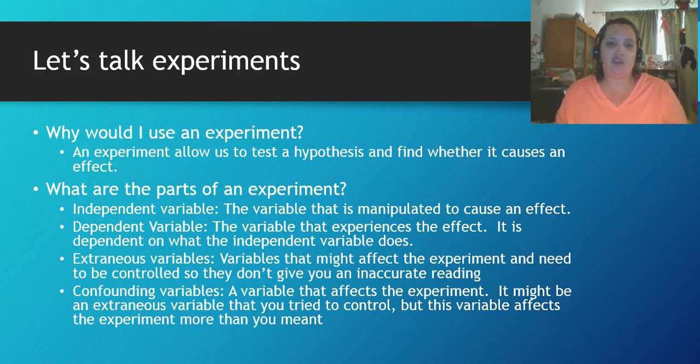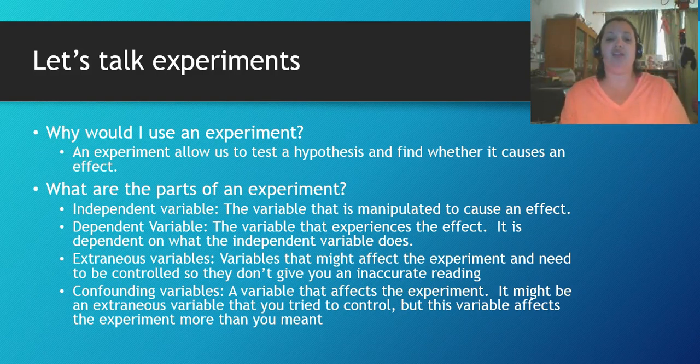An extraneous variable is a variable that might affect the experiment and needs to be controlled. So for example, the temperature in the room. If it's really cold, the kids might feel sleepy, they might feel sluggish, or if it's really hot, they might be hyper and excited and they may not be able to control themselves as much. So I need to think about things like the temperature in the room. Am I giving them chairs that are super comfortable, super uncomfortable, things like that?